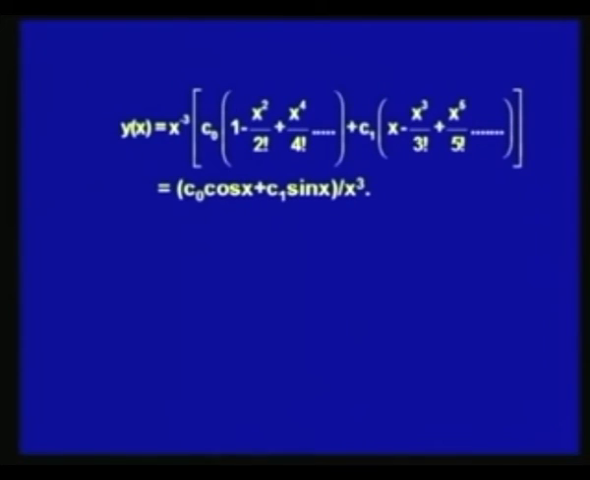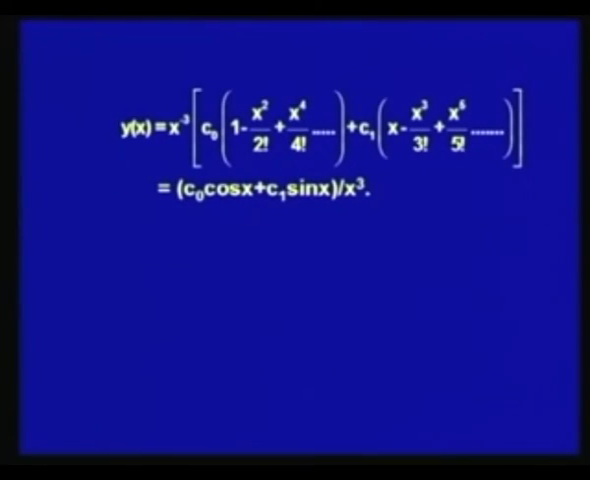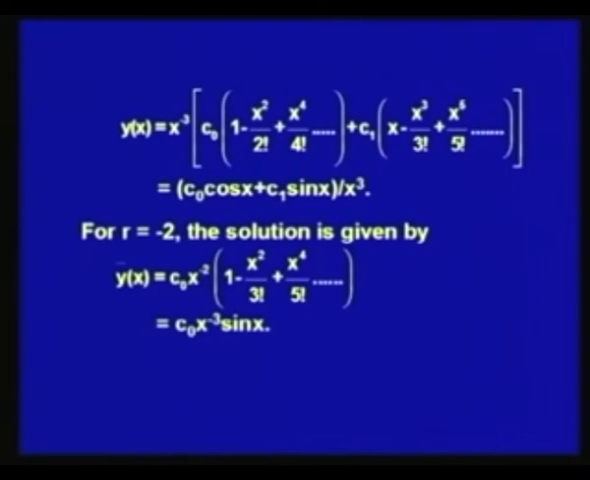Now we know the Maclaurin series expansions of sin x and cos x. We know that sin x is x minus x cube by 3 factorial plus x to the power 5 by 5 factorial and so on, and the Maclaurin series expansion for cos x is 1 minus x square by 2 factorial plus x to the power 4 by 4 factorial and so on. So when we make use of that, we will have the value of y(x) as C0 into cos x plus C1 into sin x over x cube.